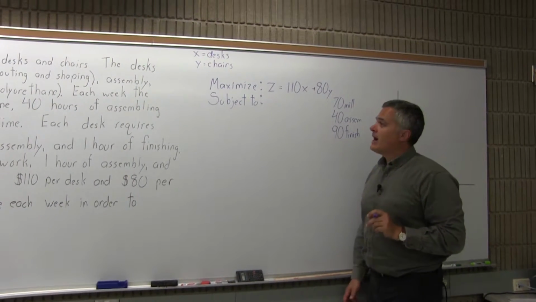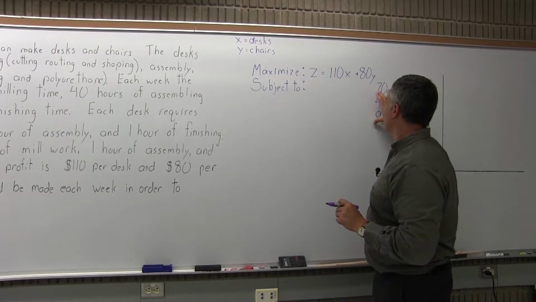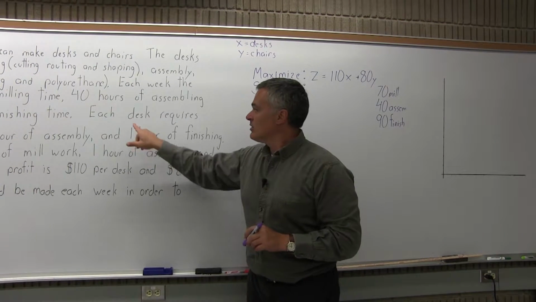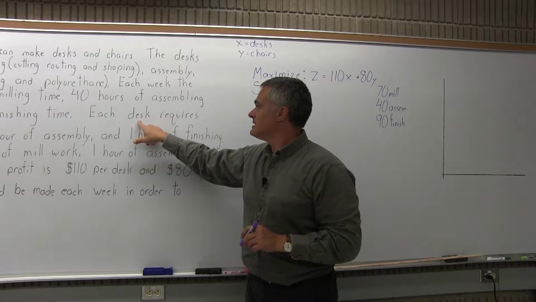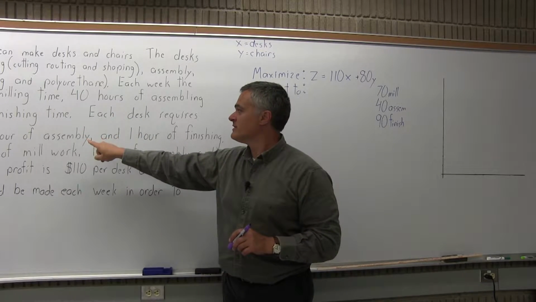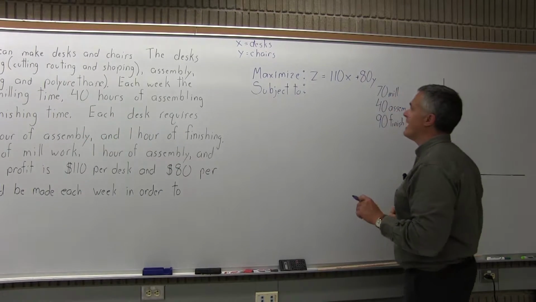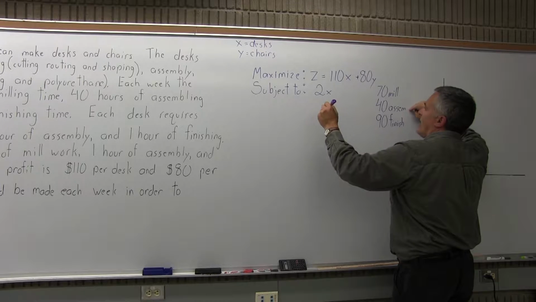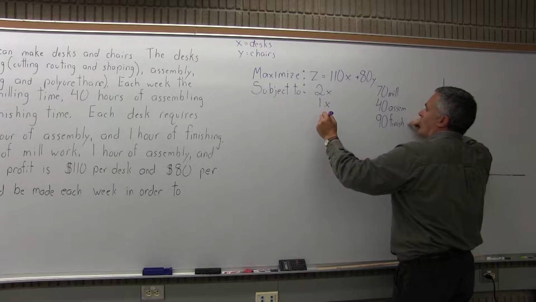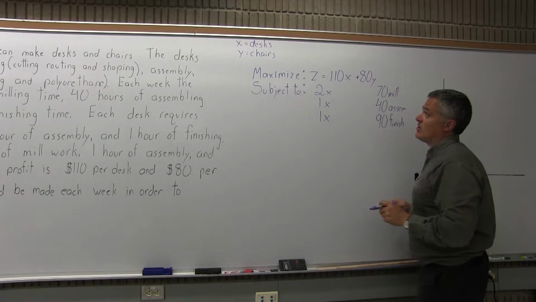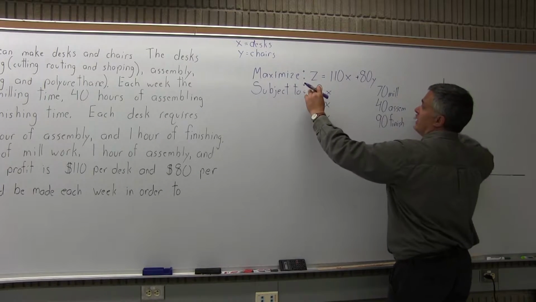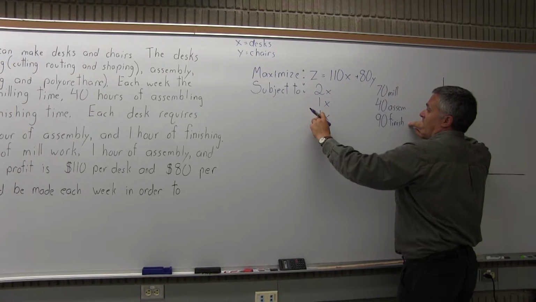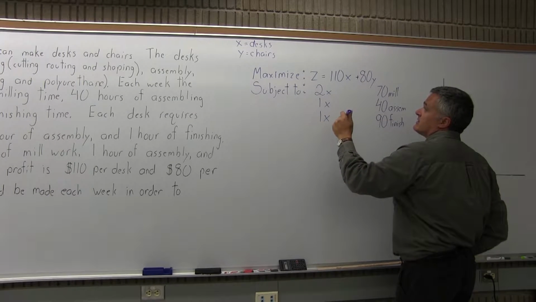So now what we have to do is for each constraint, say how much each desk takes up and each chair takes up. So if we look back to the original problem, I find the sentence that says each desk requires 2 hours of mill work, 1 hour of assembly, and 1 hour of finishing. Now desks, again, are x. So for the mill work, it's 2 hours each, so 2x, 1 hour of assembly, so 1x, and 1 hour of finishing, so 1x there also. So again, desks are x, and each desk takes 2 hours of mill work, 1 hour of assembly, and 1 hour of finish.